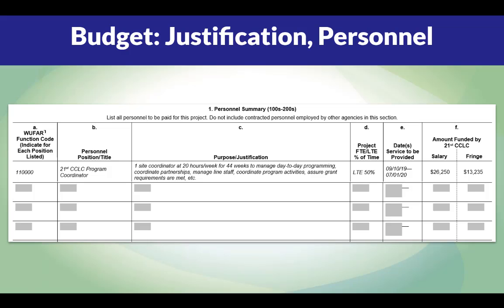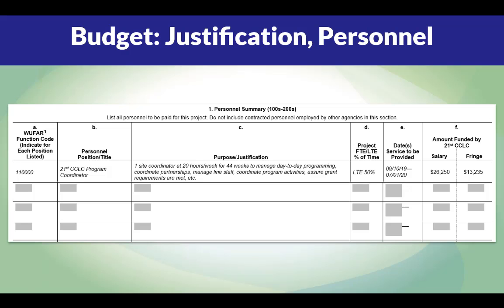The 6 parts to the personnel summary area include: A. WUFAR function code, B. Personnel position or title, C. Purpose and/or justification, D. Project full-time equivalent, or FTE, or limited term employee, or LTE, percent of time, E. Dates of service to be provided, and F. The amount of salary and fringe funded by the CLC grant.